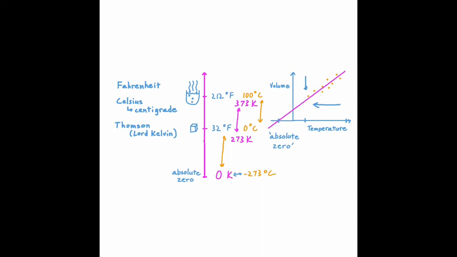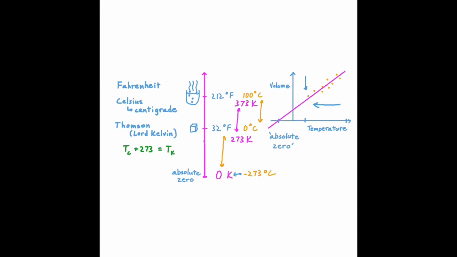And this correspondence gives us a clue as to how to convert between temperatures in the Celsius scale and the Kelvin scale. Let's say we're given a temperature in degrees Celsius, and we'll call that T sub C. Well, if we add 273 to that temperature in degrees Celsius, it will give us the equivalent temperature in Kelvin.